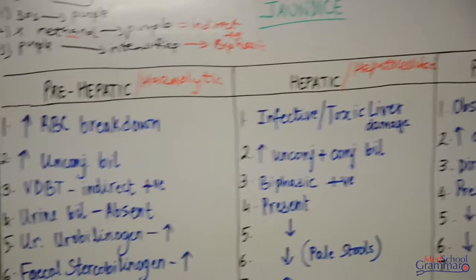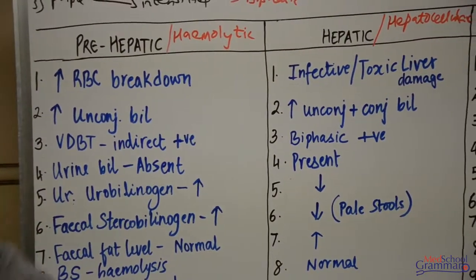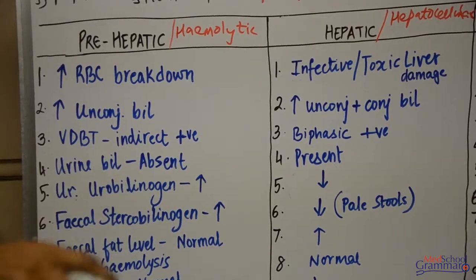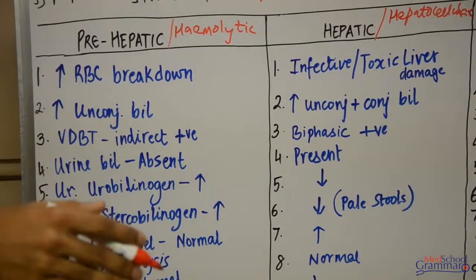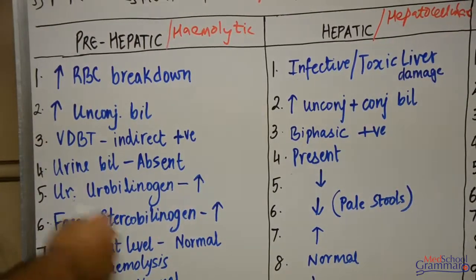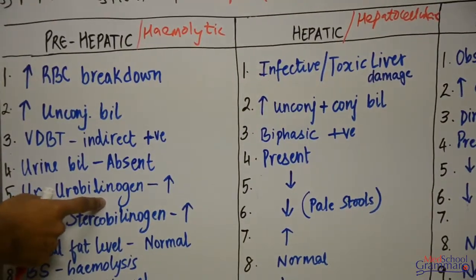Okay, moving on to the next point, that is fecal stercobilinogen. It is the same concept as urobilinogen: increased input, increased conversion and increased output. So stercobilinogen is excreted via the feces, right? It is the same concept throughout. The concept of urobilinogen, right?